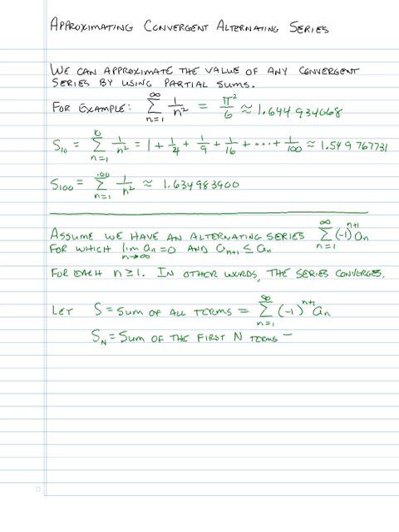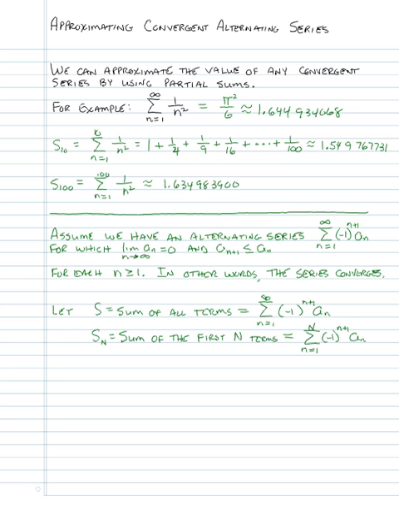And we would write that in sigma notation as the sum from lowercase n equals 1 up to uppercase N of negative 1 to the power n plus 1 times a sub n. Okay, just the first capital N terms.